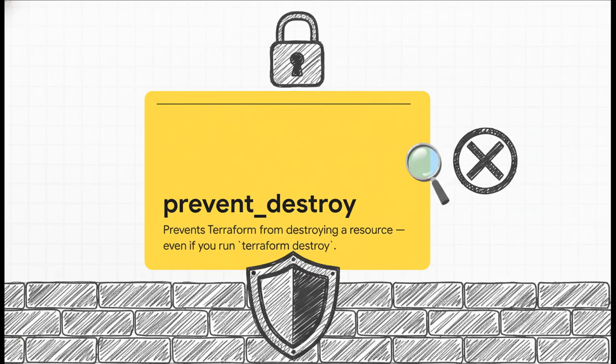Okay, next tool in the kit, Prevent Destroy. This one is your ultimate safety net. I mean it. When this is set to true, Terraform will flat out refuse to destroy the resource. It doesn't matter what you do. It's a hard stop against accidental deletion.